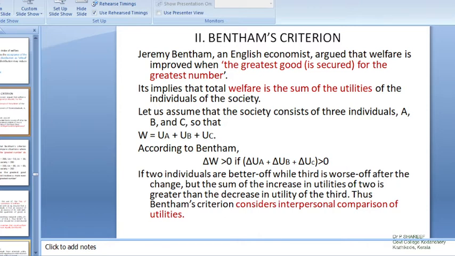If two individuals are better off while the third is worse off after a change, but the sum of the increase in utilities of the two is greater than the decrease in the utility of the third one, it indicates an improvement in welfare. Thus, Bentham's criterion considers interpersonal comparison of utilities.